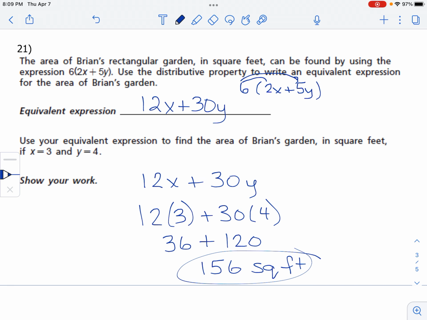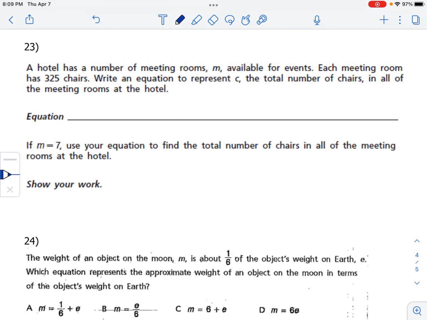All right, next. We're going to go to number 23. A hotel has a number of meeting rooms, M, available for events. Each meeting room has 325 chairs. Write an equation to represent C, the total number of chairs in all of the meeting rooms at the hotel. All right, well, they have a number of meeting rooms. It could be 1, 2, 3, 4, 5, 10, 20, we don't know. Each of these rooms has 325 chairs. So let's say they have 2 meeting rooms, right? To find out the total number of chairs, we would have to multiply 325 times 2 to equal the total chairs.